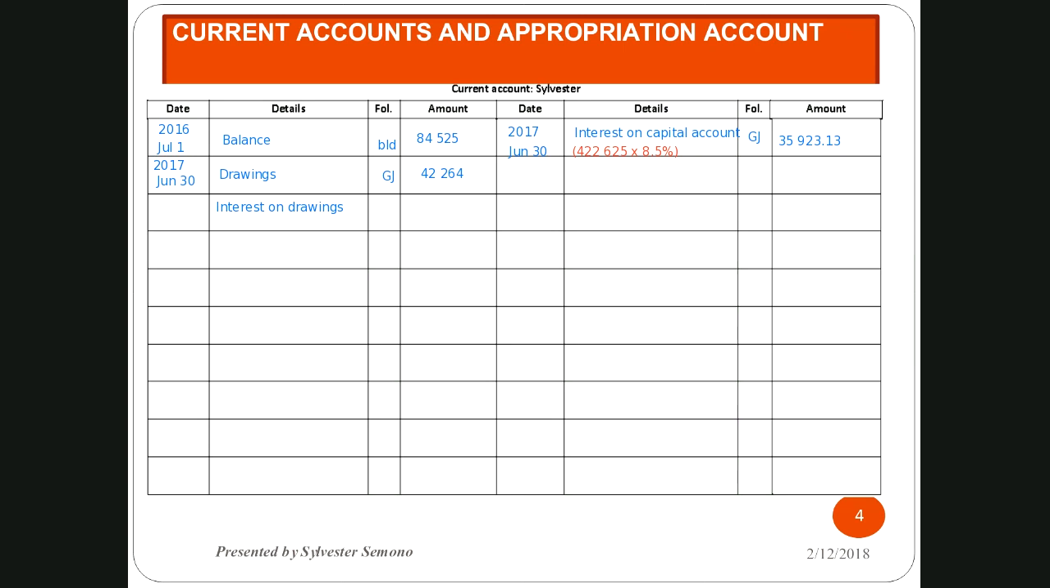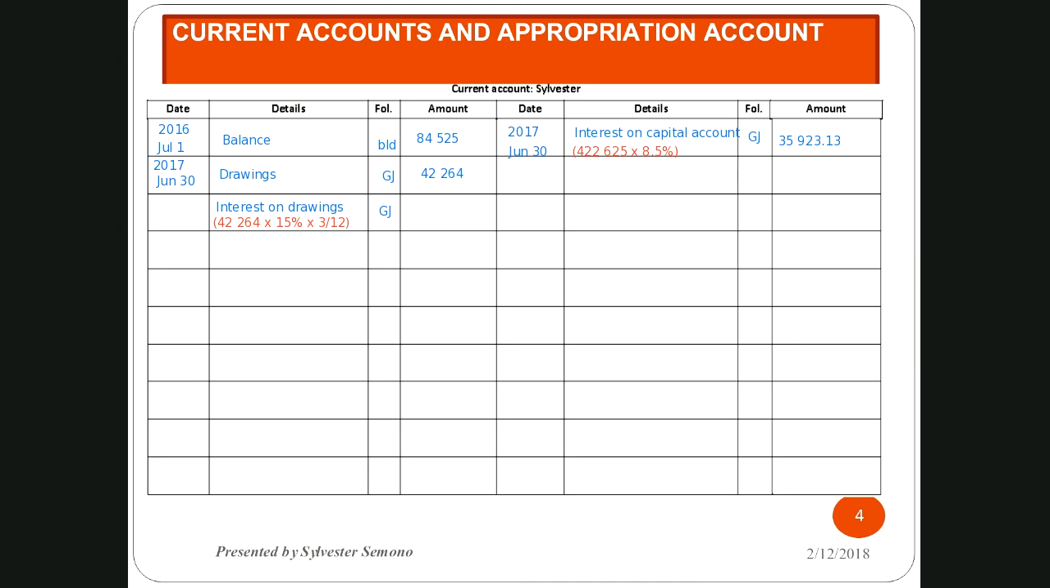It means 3 months before the year end. So you need to times this by 3/12. So if you multiply by 3/12, okay, let me just put the journal first. Let's put GJ. And then how much do we get after calculating there? The amount we get is 1584.90. Okay, so the interest on drawings must always reduce the current account.